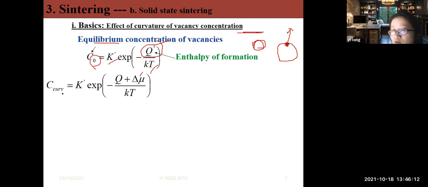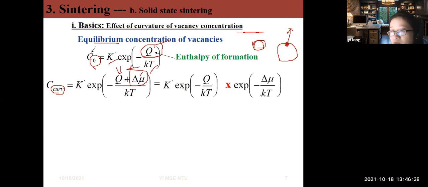Okay, so for example, now I put a curvature now. For curvature, you have to put a delta mu here, because that's what we said. You need to overcome this extra NH to become vacancies. So you need a plus delta mu here. Am I correct? Okay, then you can do the math manipulation here. Since you have a plus here, you equal K prime exponential, you take out one portion, and also times exponential delta mu over KT. Okay, so these two can just split out like this.